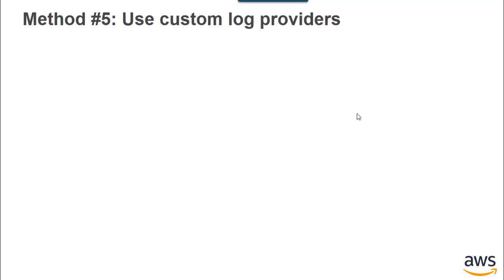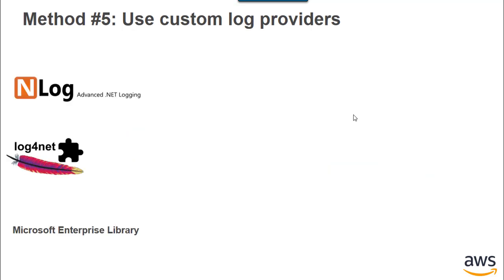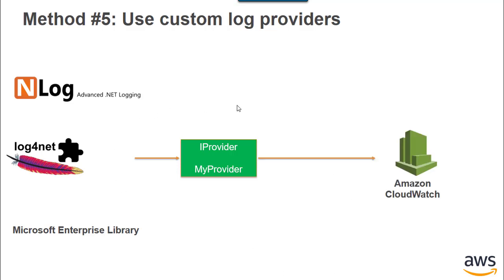The fifth method is to use some custom log providers. For example, imagine that you are using some logging library like NLog or log4net. They all expose some way to extend the existing logging mechanism, something like an IProvider, where you can log the details that you are writing using that API into a SQL Server or a special XML format. So you can write your own provider that will interact with Amazon CloudWatch using the Amazon CloudWatch .NET API, and then write them directly into Amazon CloudWatch.